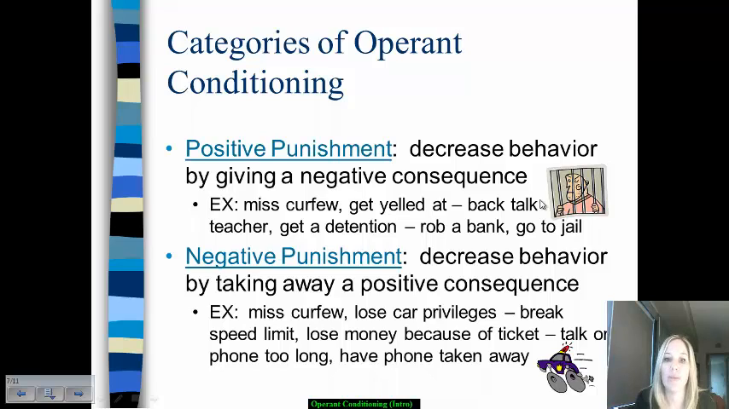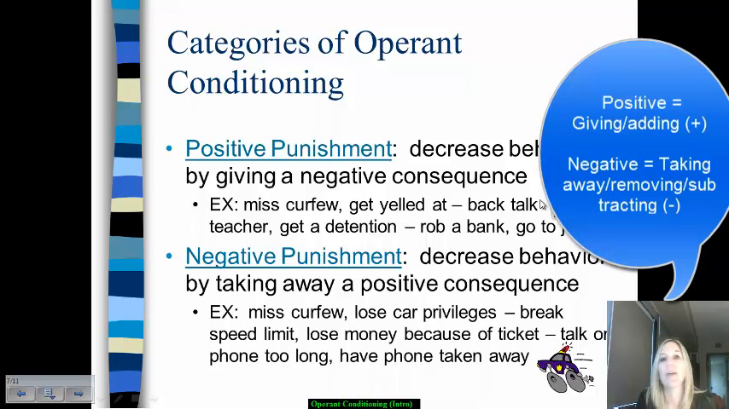Let's say you break the speed limit. Okay, you lose money because of a ticket. Okay, we would perceive that as kind of being positive punishment. Speed, get a ticket. That's a negative thing. But really what's happening is you're taking away the positive of your money. Okay, we like our money. Money is good. So you're losing out on your money, and that's why it would be considered a negative punishment. Let's say, for example, you talk on your phone too long, and so you rack up your family's minutes, and they end up spending a whole lot of money on your cell phone bill for that month. They take your phone away instead. Okay, so you're removing a positive consequence in these scenarios.